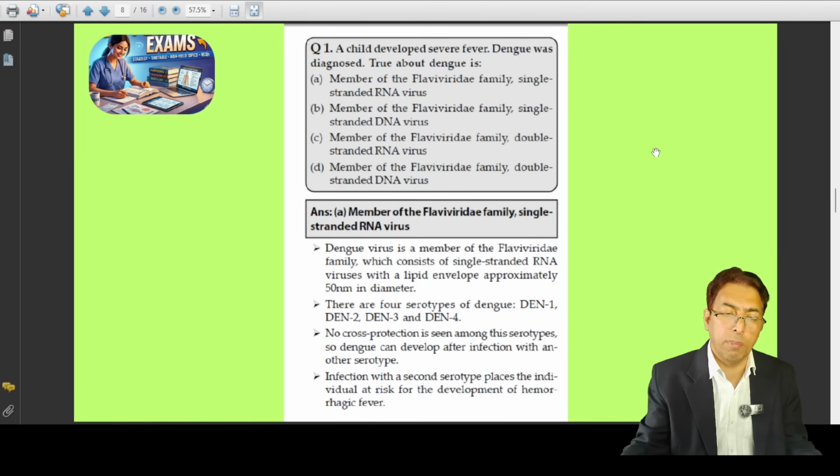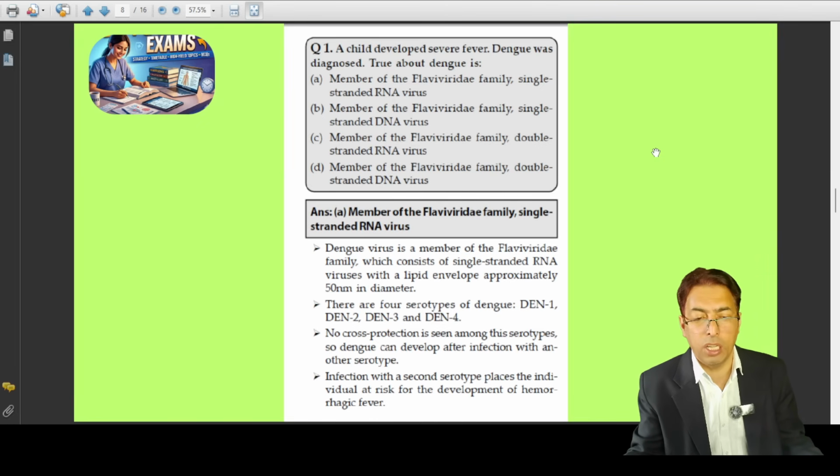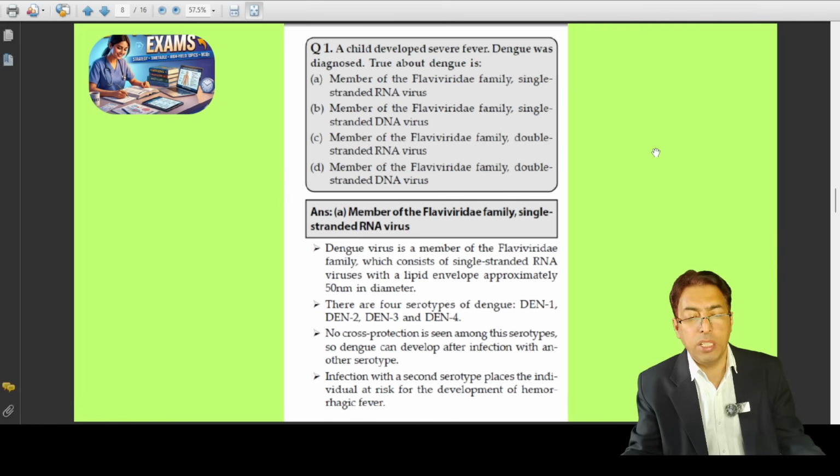You have those double-stranded viruses, single-stranded viruses, the DNA viruses, the RNA viruses. What family are they? So you have to remember that this is a microbiological question testing your basic fundamental knowledge about virology, about the classification of the virus, what virus is of which type. So you have to remember dengue is a Flaviviridae virus family, and it is a single-stranded RNA virus with a lipid envelope.